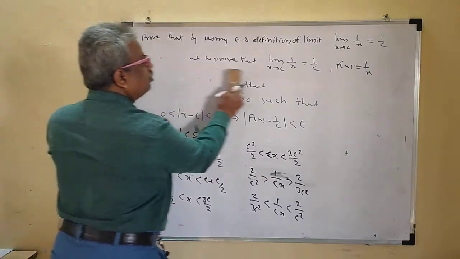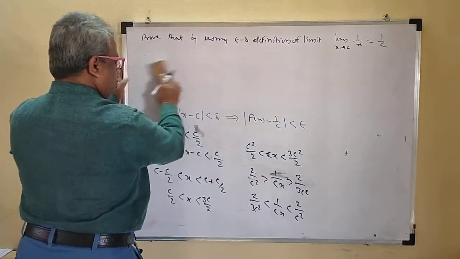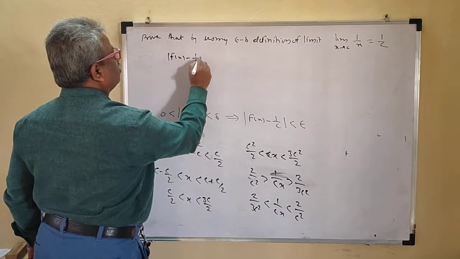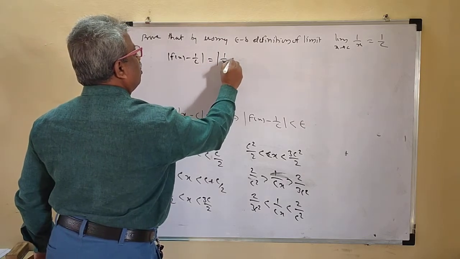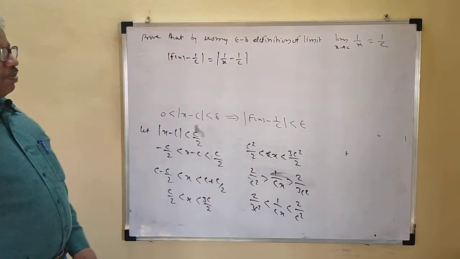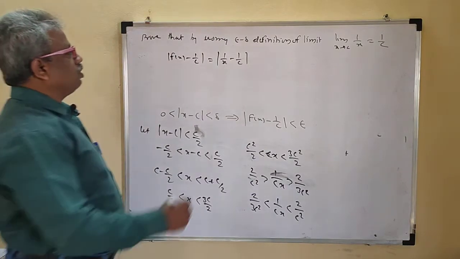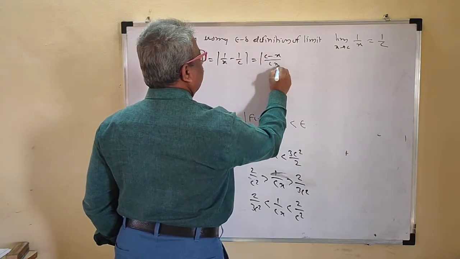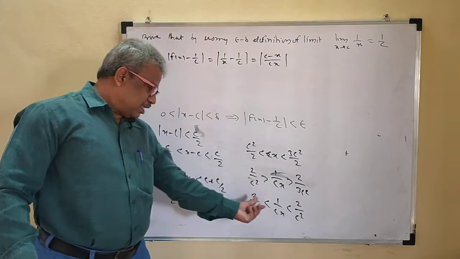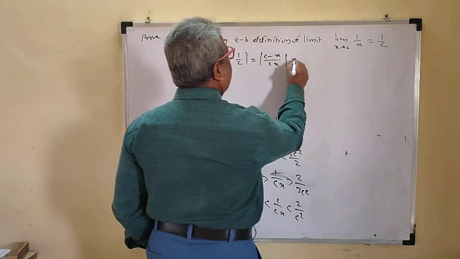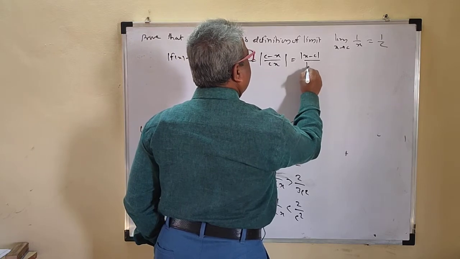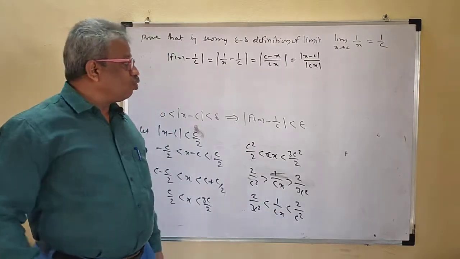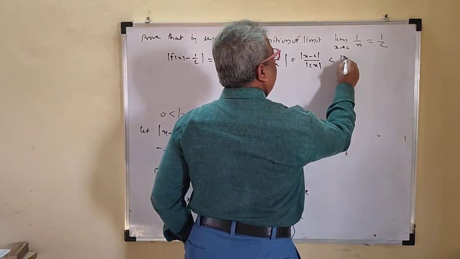Now we'll take this one. Mod of this we have given, this is provided: 1 upon x minus 1 upon c. Now we simplify this. This is c minus x upon cx. So I can write this as mod of x minus c upon mod of cx. Now this mod of cx is less than 2 upon c square. So this is less than mod of x minus c.